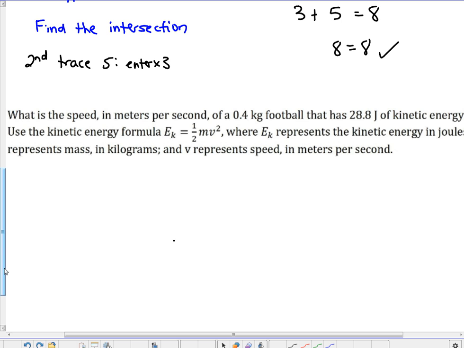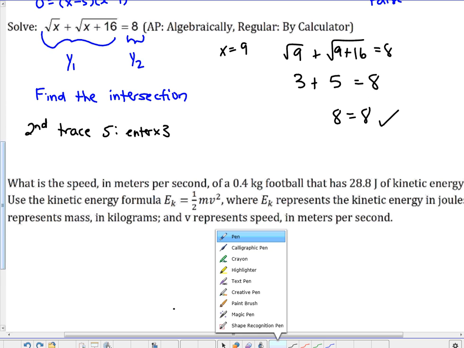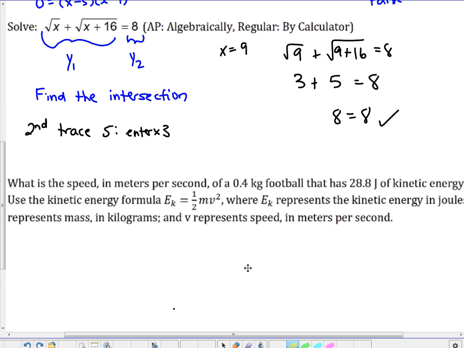What is the speed in meters per second? Okay, here's a nice thing about math, right? In mathematics, we don't expect you to put the units in your substitution, just at the very end. We give you the equation, we spell it out for you.